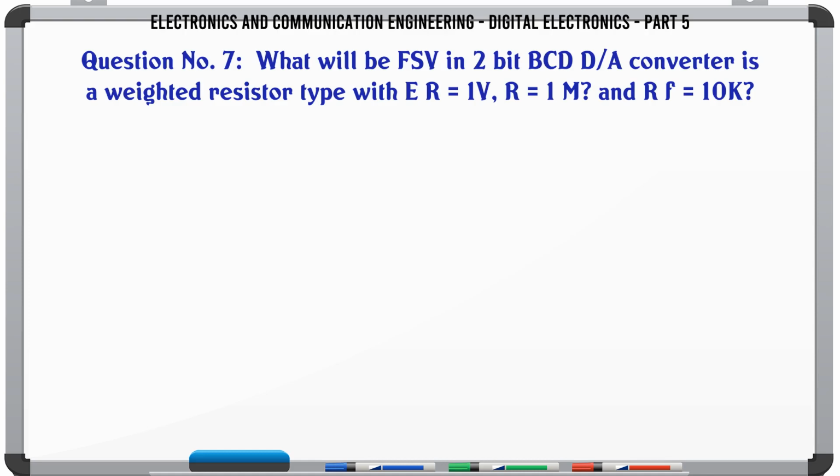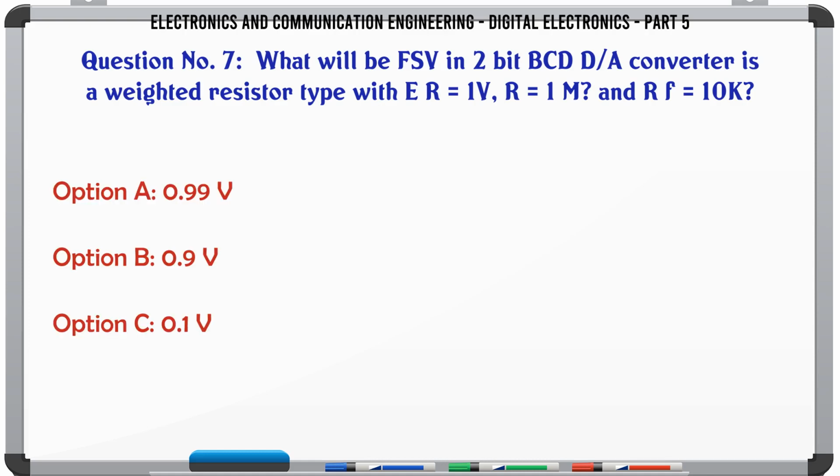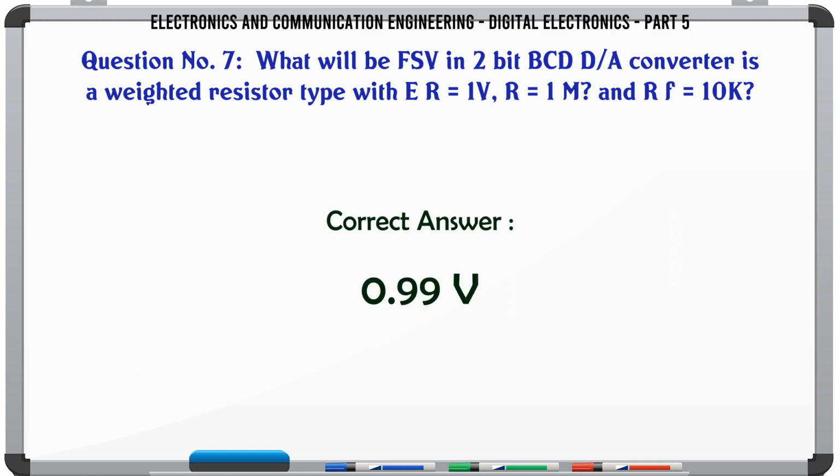What will be the FSV in a 2-digit BCD DA converter that is a weighted resistor type with E=1, R=1M and RF=10K? A. 0.99V, B. 0.9V, C. 0.1V, D. 0.